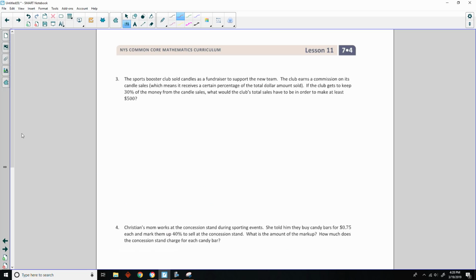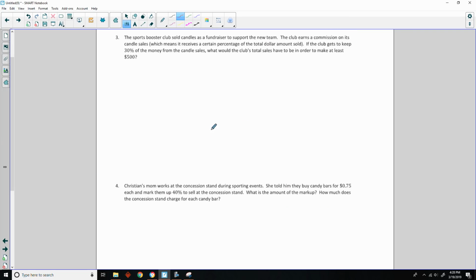Number 3. The Sports Booster Club sold candles as a fundraiser to support their new team. The club earns a commission on its candle sales, which means it receives a certain percentage of the total dollar amount sold. If the club gets to keep 30% of the money from the candle sales, what would the club's total sales have to be in order to make at least $500?